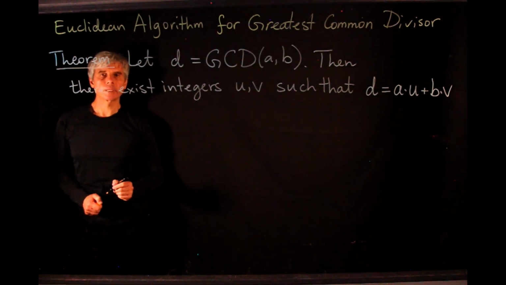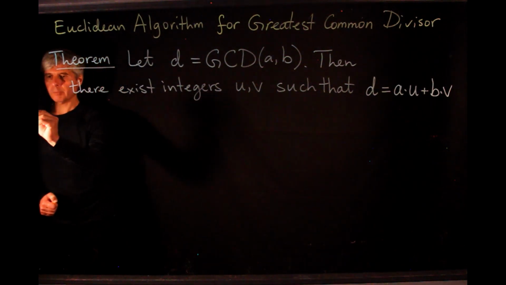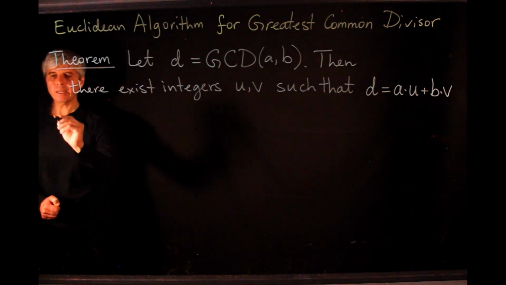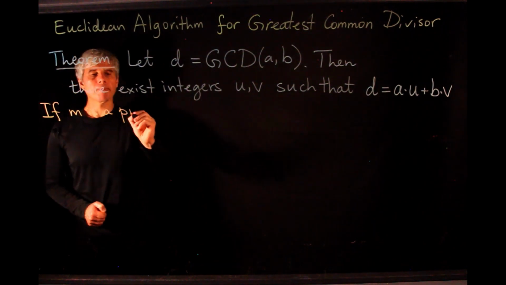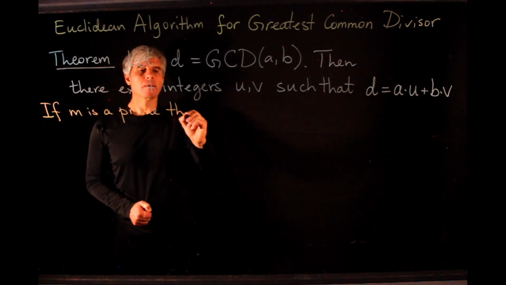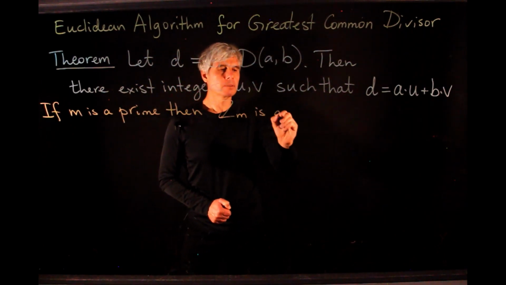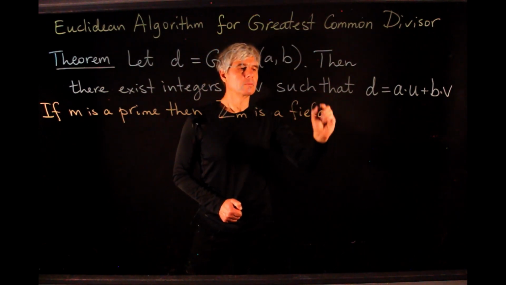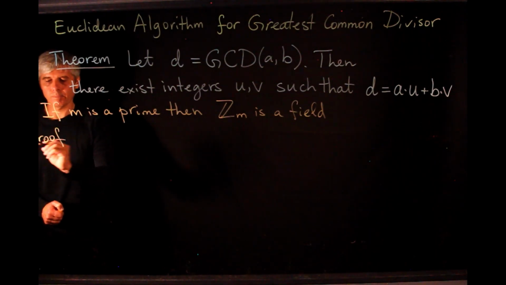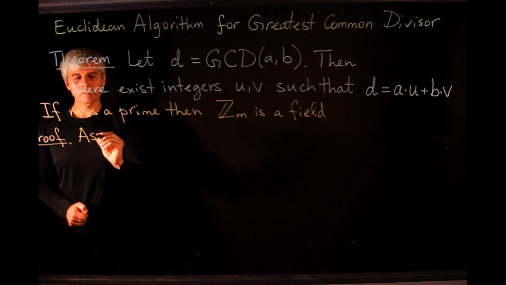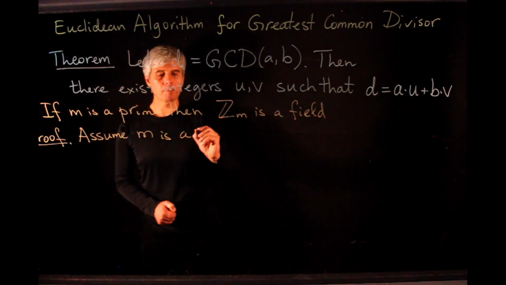Using this theorem, now we can complete the proof of our result about Zm. So this is part A that was remaining. If m is a prime, then Zm is a field. Let's give a proof of this. Assume m is a prime number.